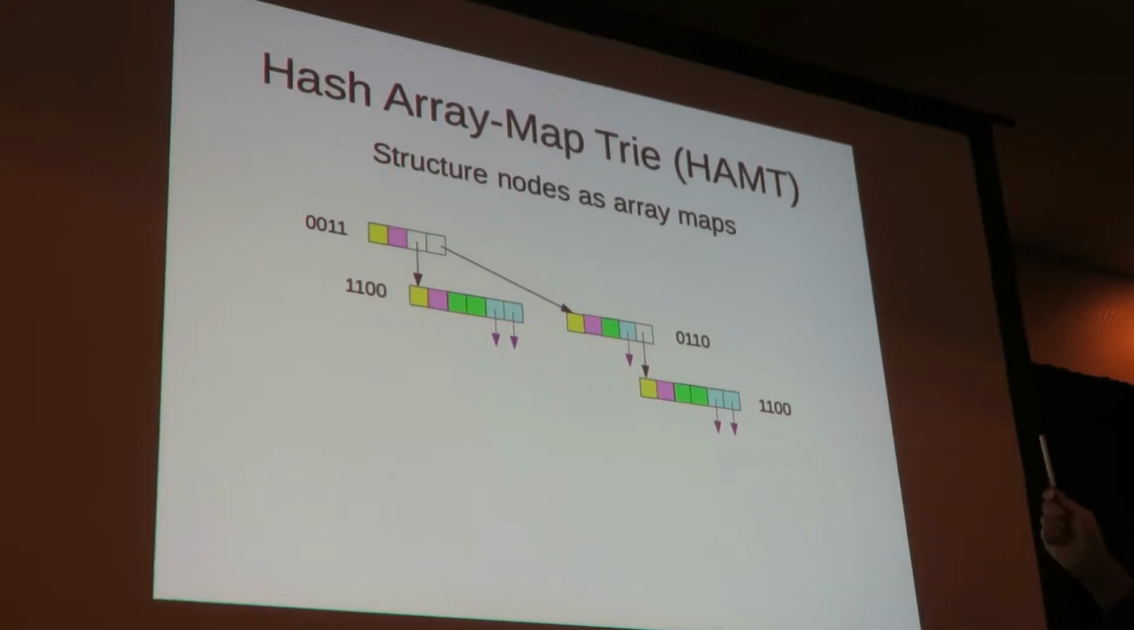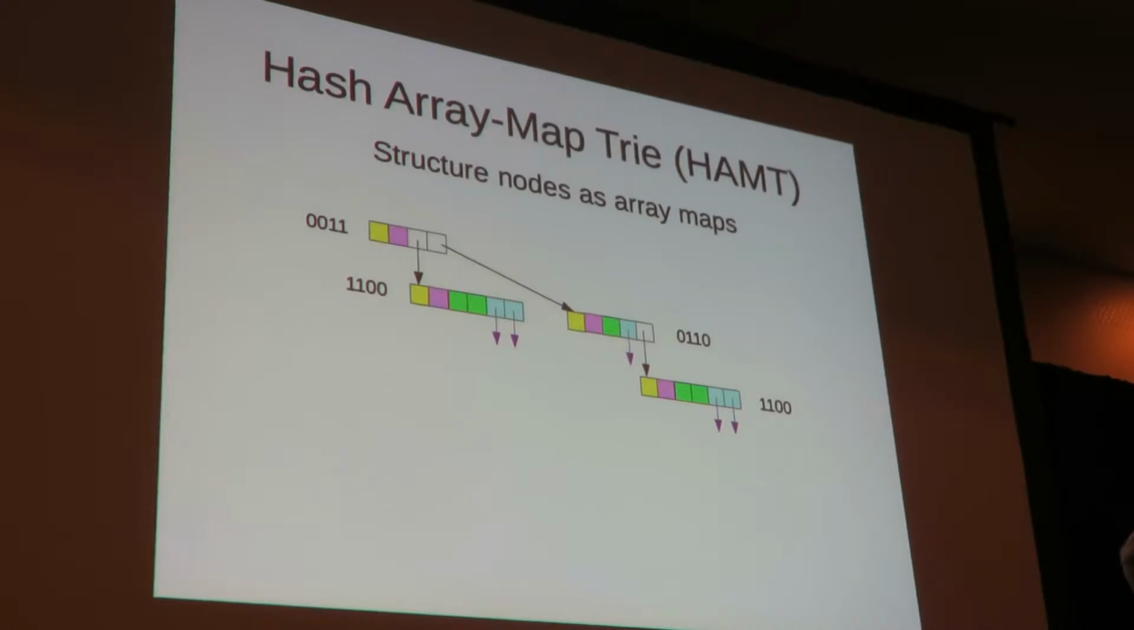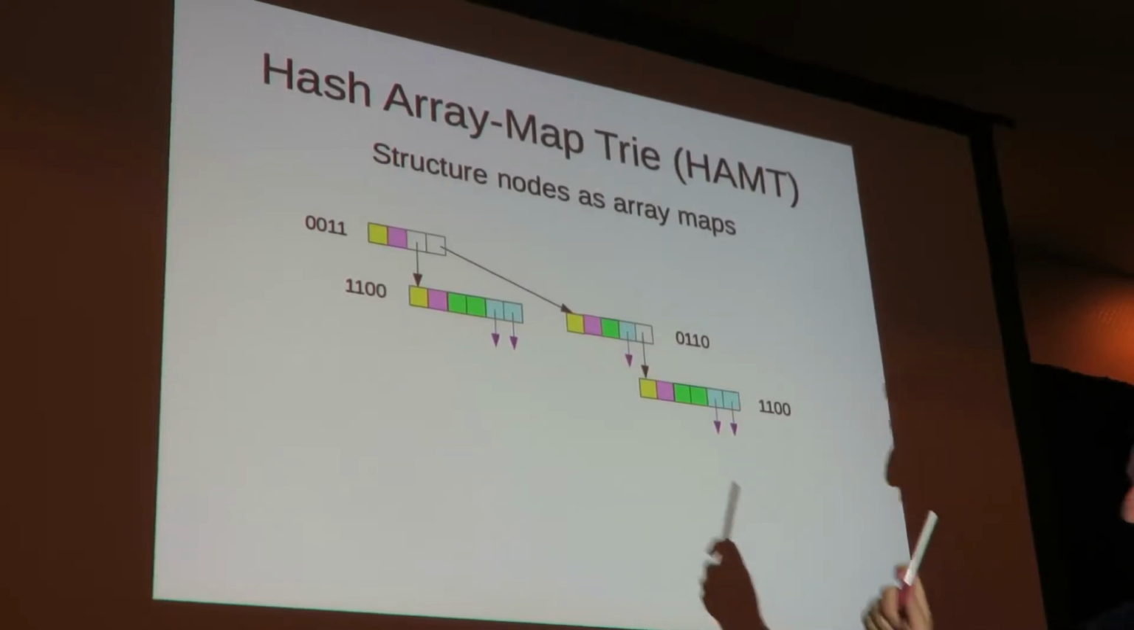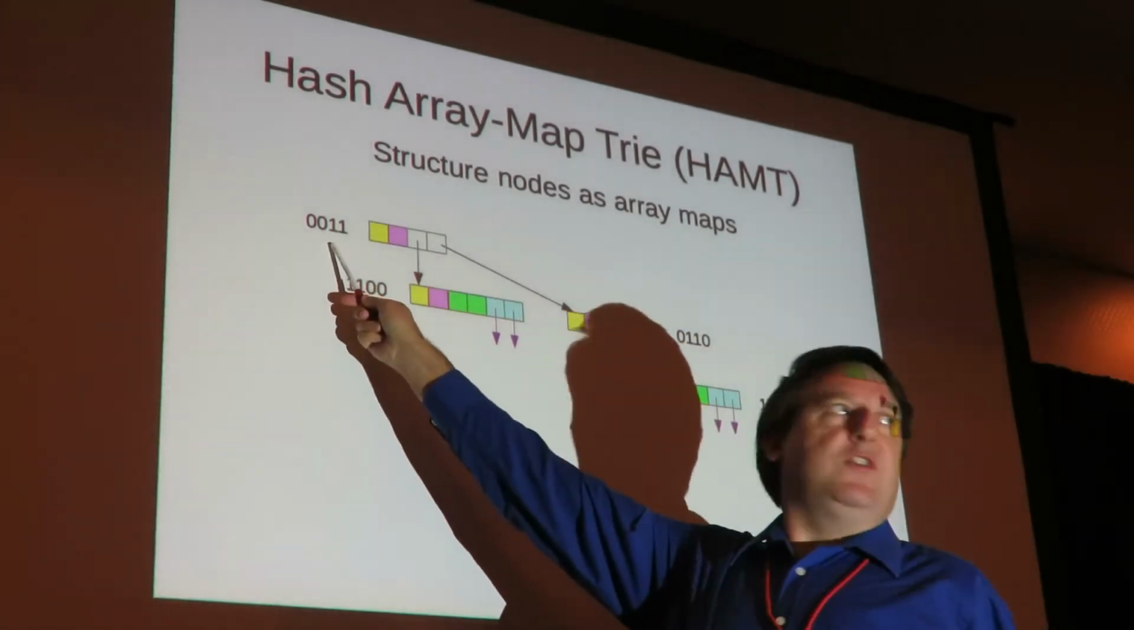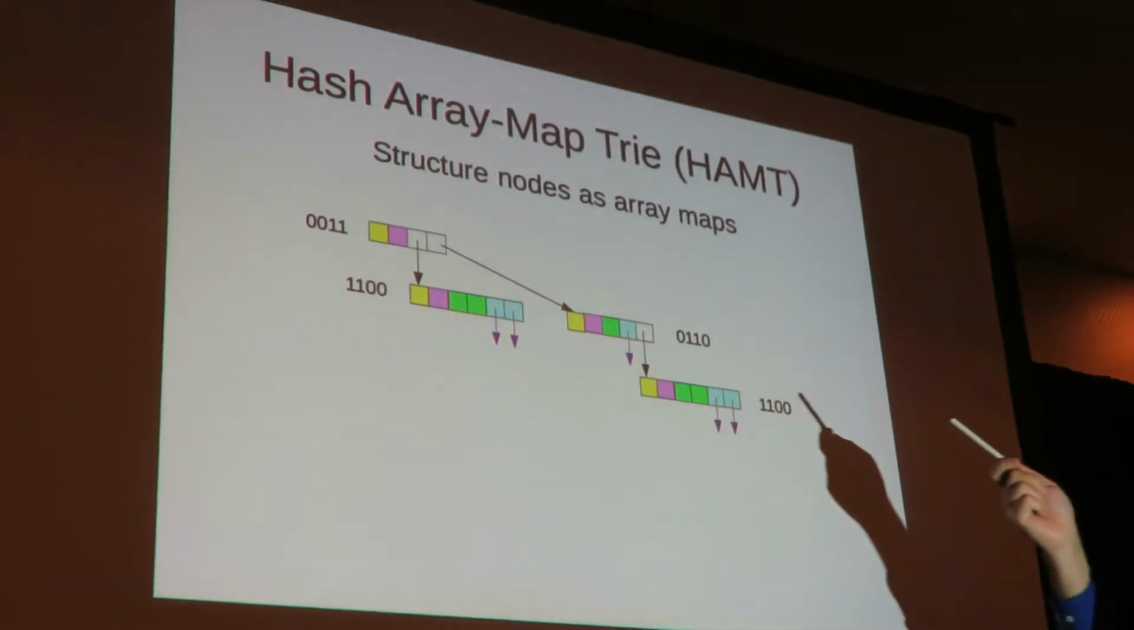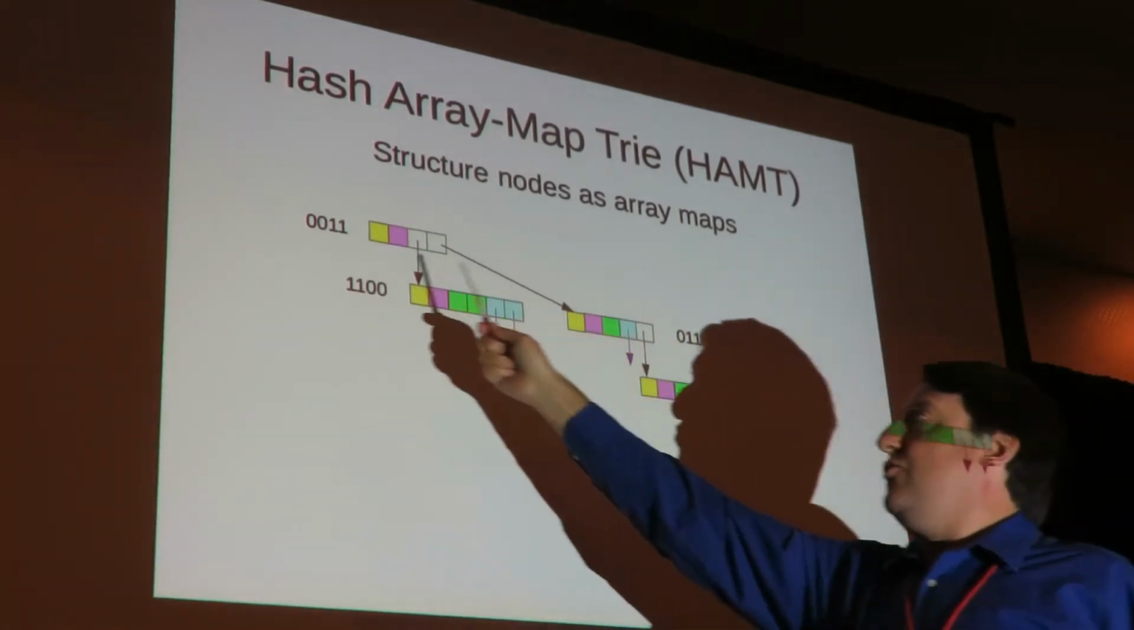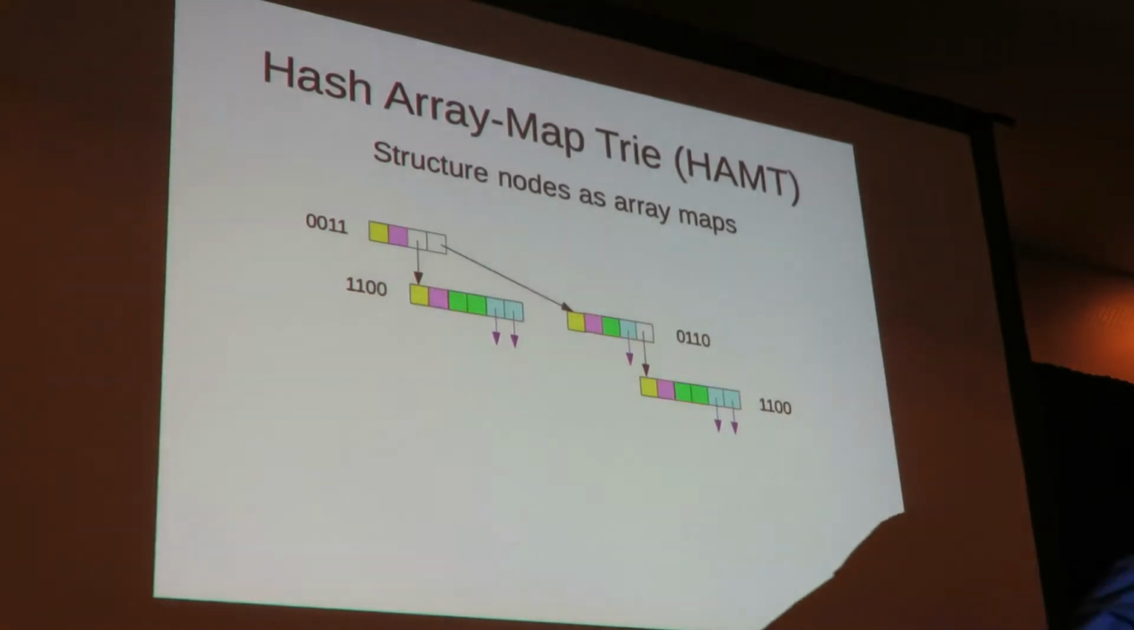So to explain the meaning of the bits, I've got a 4-bit encoding. The first 2 bits tell me about my key value children, and the last 2 bits tell me about my subnode children. So if I've got 2 zeros, that means I don't have any key value children.